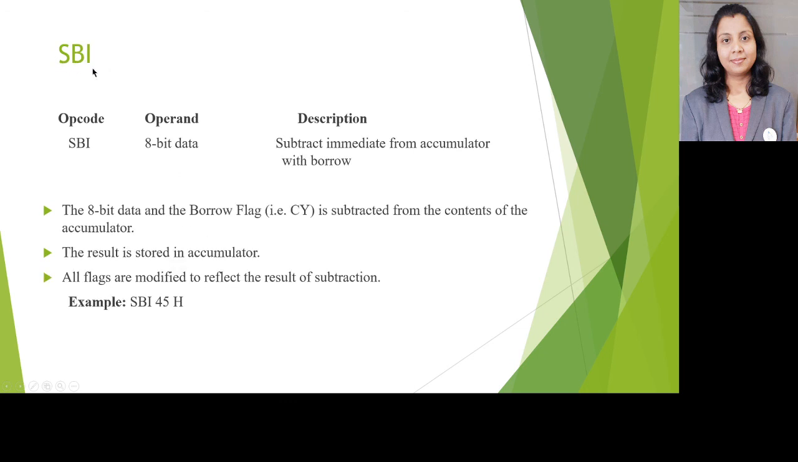Similarly SBI, here what is happening is the subtraction takes place, the contents of the immediate data whatever is given with the opcode 45H is subtracted from the contents of the accumulator with borrow. The result is stored in the accumulator itself. All the flags are modified to reflect the result of the subtraction.